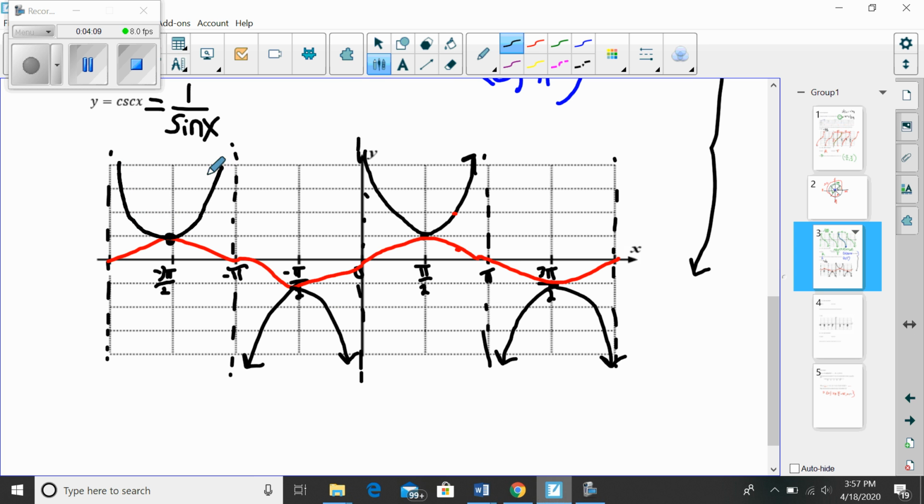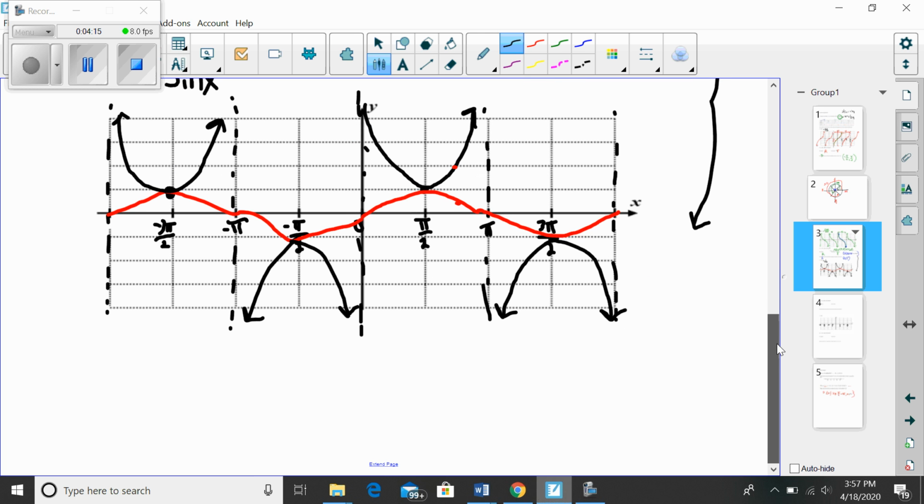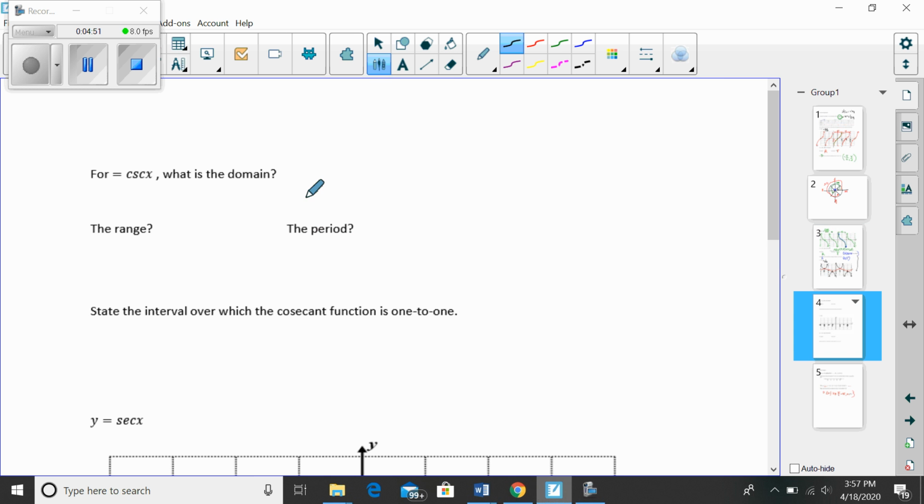The range here is a little bit tricky. Remember that the range of the sine curve was -1 to 1 inclusive. I included 1. In this case, the range is everything but what I have in red, with the exception of the points 1 and -1. -1 and 1 will be part of the range of the sine curve and the range of the cosecant curve.